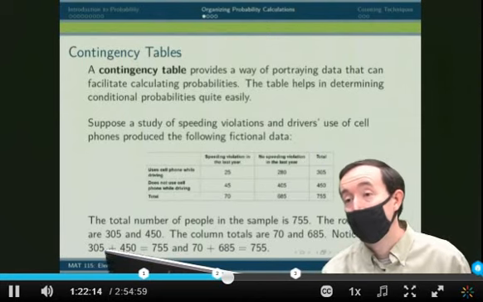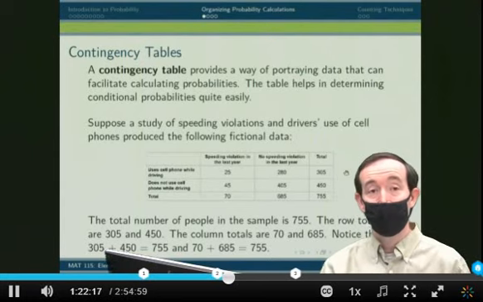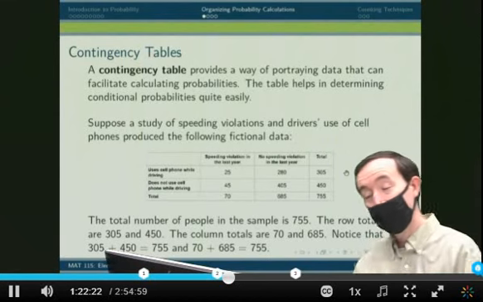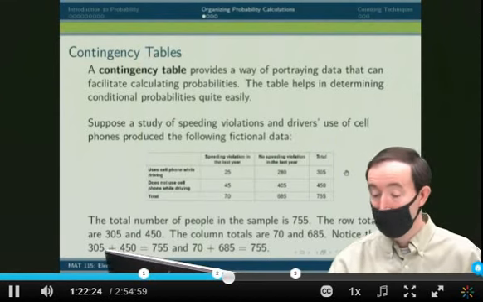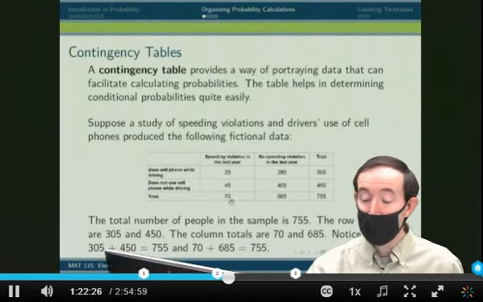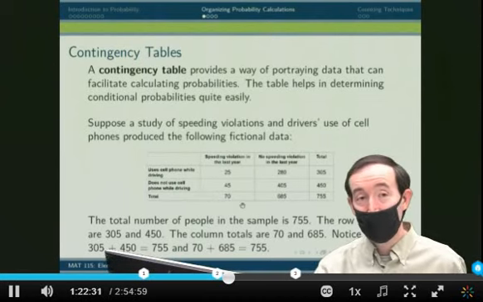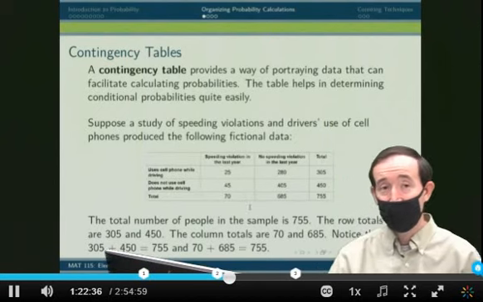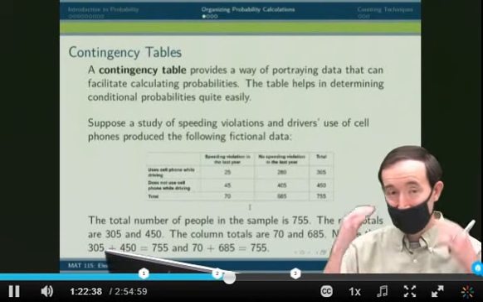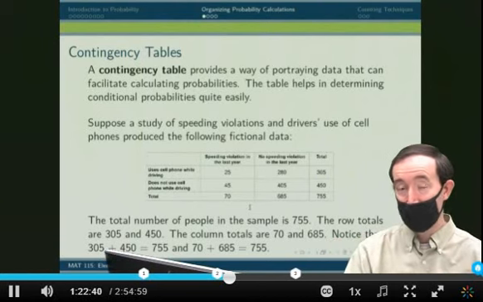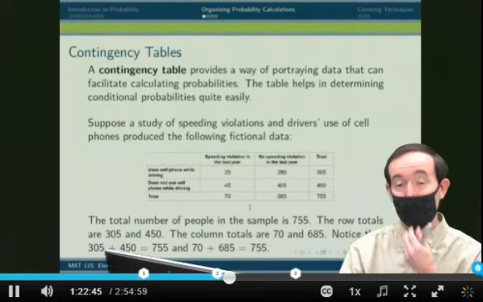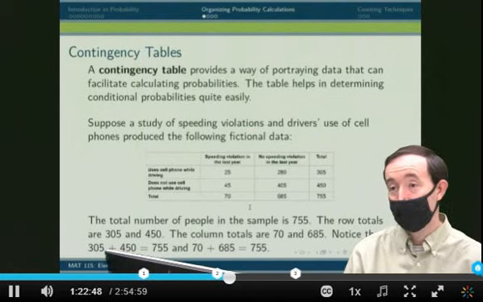Because I'm assuming they're in the first row already. That's the given part. I could also calculate the probability that they use their cell phone given that they had a speeding violation. Well, that means I'm assuming they're in this column. They had a speeding violation. And the probability they use the cell phone then is 25 out of 70. So contingency tables make that very simple. You just have to think very carefully about which piece is assumed, only focus on that row or that column, and then the probabilities are just right there. It's just writing the ratio of those two numbers.